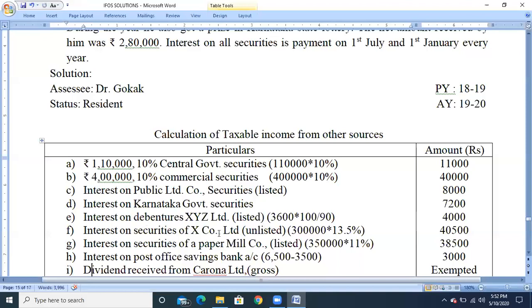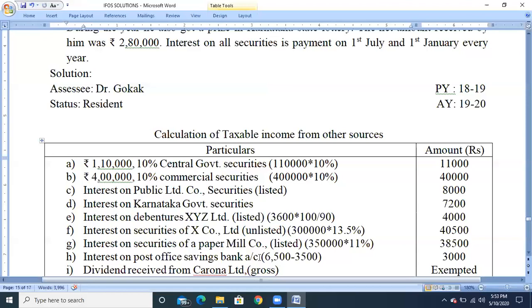Next, interest on securities of X Company Limited, unlisted, and they have given the investment amount and rate of interest. So directly we need to calculate the interest and no TDS will be done. So 3 lakh into 13.5%, 40,500. Next, interest on securities of a paper mill company. It's a private company listed in the stock exchange. They have given the investment amount and the rate of interest, so directly calculate the interest. So 3,50,000 into 11%, 38,500 will be the interest on securities and taxable under the head income from other sources.